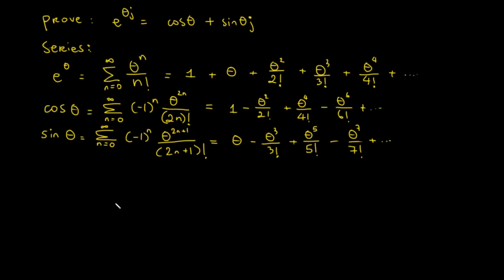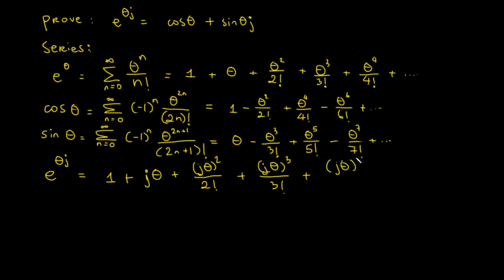Now let's try to apply the Maclaurin series of exponential with the power of theta times j. So exponential theta times j. And now we try to expand it using the series. So we have 1 plus j times theta plus j times theta squared over 2 factorial plus j times theta power 3 over 3 factorial and plus j theta power 4 over 4 factorial and j theta power 5 over 5 factorial and plus etc.